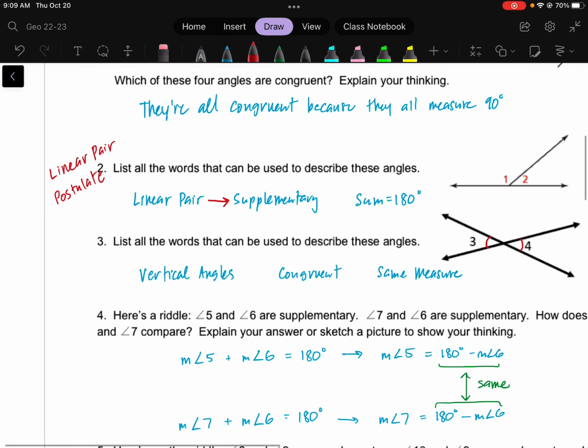All right. So this isn't just coincidence, but it's always true. Anytime we have a figure that contains vertical angles, those vertical angles will always be congruent. So we're going to formally refer to this idea as the vertical angles congruence theorem.